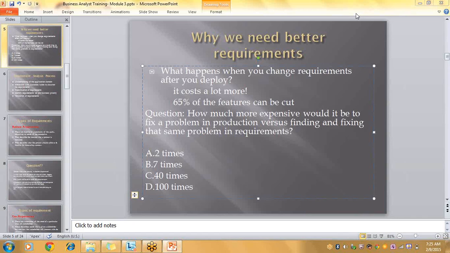Now, again, just a question for you. How much more expensive would it be to fix a problem in production versus finding and fixing the same problem in the requirement? Again, that is related to our requirement. If we have not done the requirement, it seems to me it was using the Agile waterfall method, and how much would it cost to redo it together, correct?